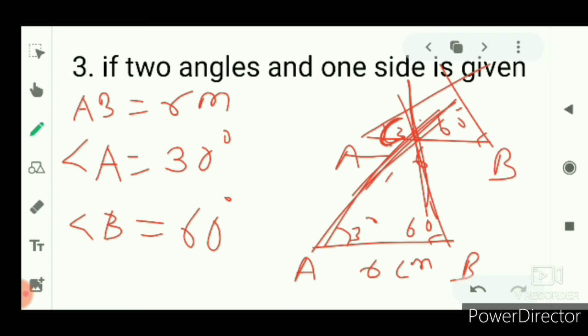So how have we drawn it? First of all we will make the base AB. Then angle A is given as 30 degree, we have drawn it using the protractor. Then angle B is given as 60 degree, we have drawn it using the protractor. Okay, and we will join these 2 rays. We have joined these 2 rays. Okay, in this way we will draw the triangle ABC.